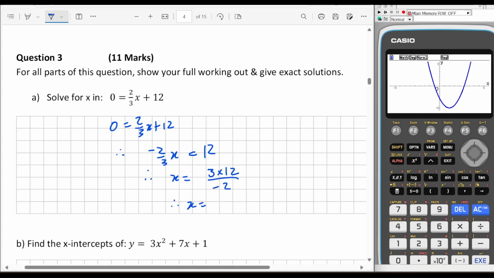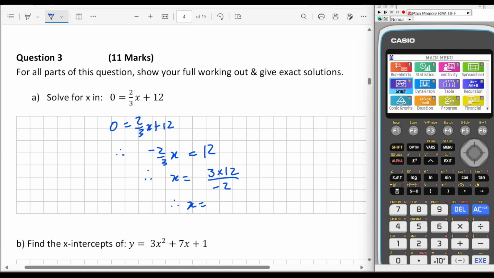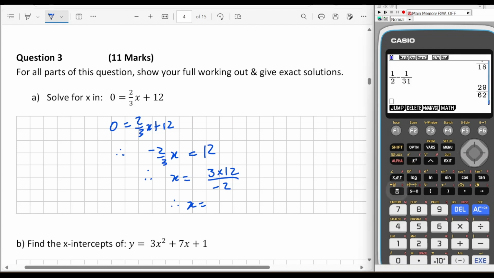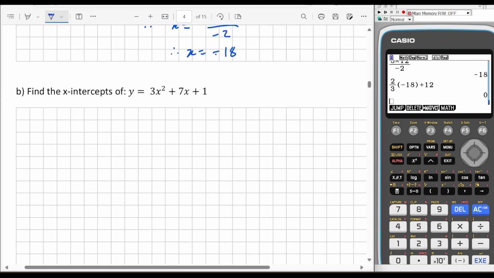So x is, let's see. You can do this on the calculator. In fact, it's probably better to do that so you don't make a mistake. 3 times 12 over -2 gives you -18. There we go. And if you want to check your answer, if I do 2/3 of -18 plus 12, I should get 0. Yes, I do.